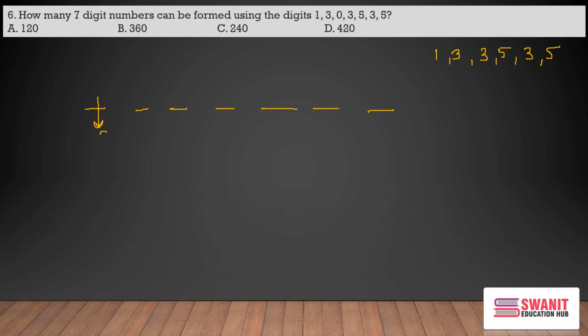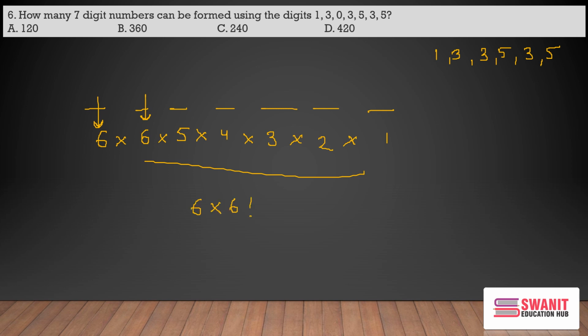That means this can be filled in 6 ways. Second place now can be filled by any of the other numbers, including 0, and therefore it should be 6 again. Third place can be filled by the remaining 5, the remaining 4, 3, 2, and 1. So ideally, it comes out to be 6 multiplied by 6 factorial. But please understand this is not the answer.